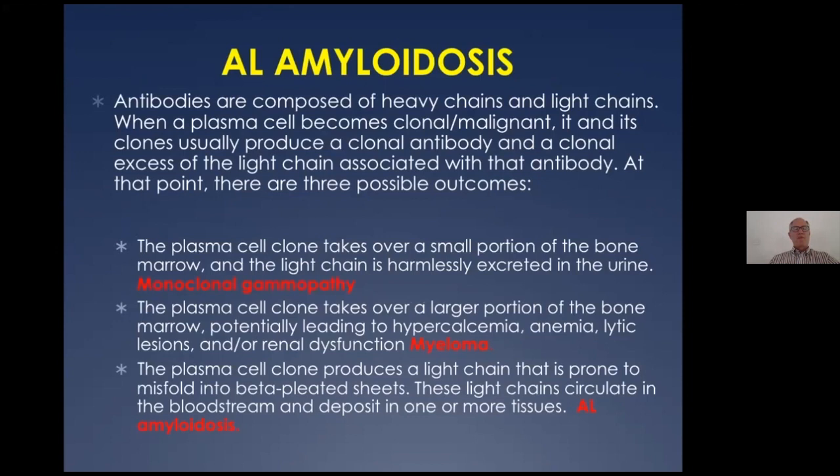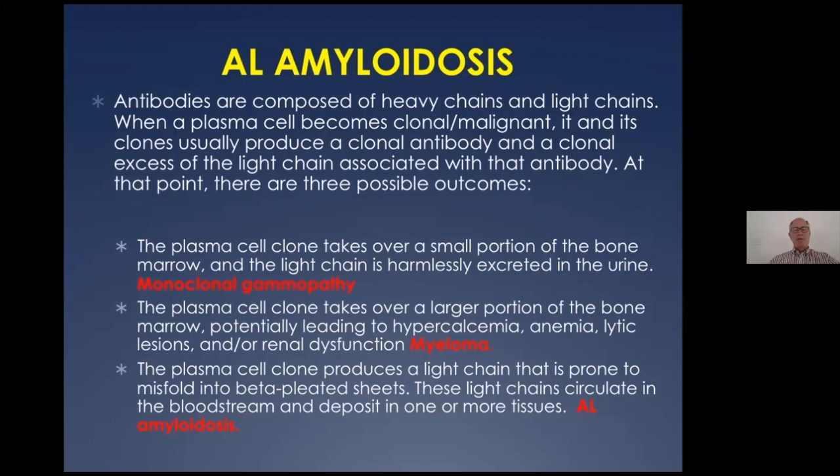So let's talk briefly about the light chain amyloid. Antibodies are composed of heavy chains and light chains. And when a plasma cell becomes clonal or malignant, it can actually clone for a particular antibody. And this leads to an excess of light chains. And you can actually have three possible outcomes from this pathology. First, if the plasma cell clone takes over only a small portion of the bone marrow and the light chain is harmlessly excreted into the urine, this is known as a relatively benign situation called monoclonal gammopathy.